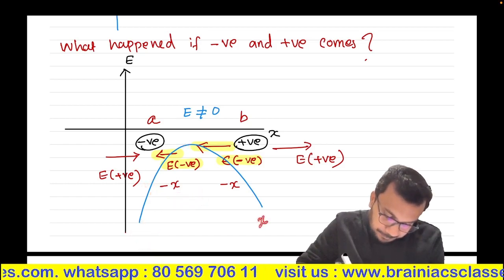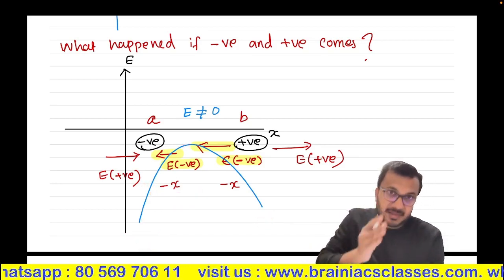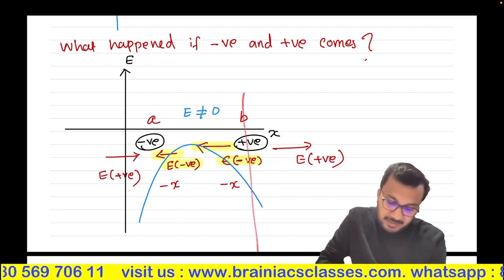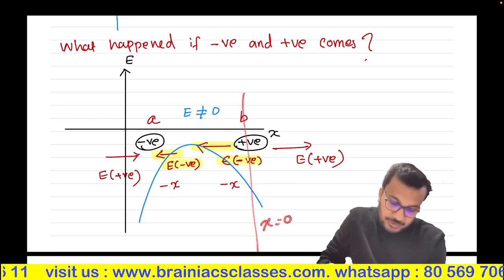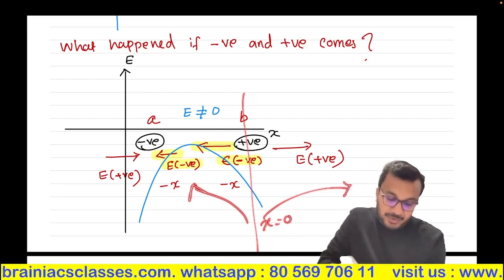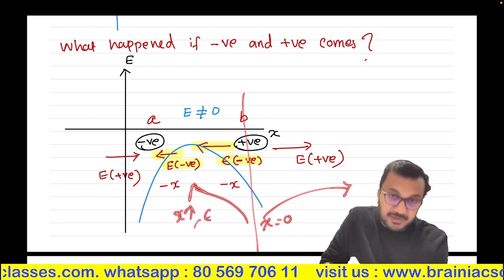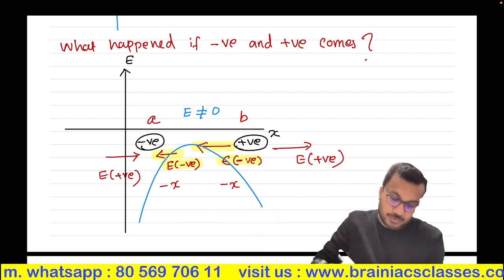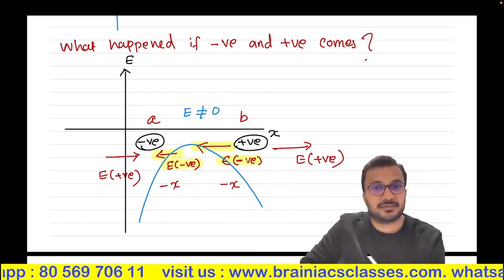Here also, from the point B it is starting. From the point B, you can take x equal to 0. So if you go here, x increases. If you go here also, x increases. When x increases, electric field reduces. So that's how the graph moves like this.